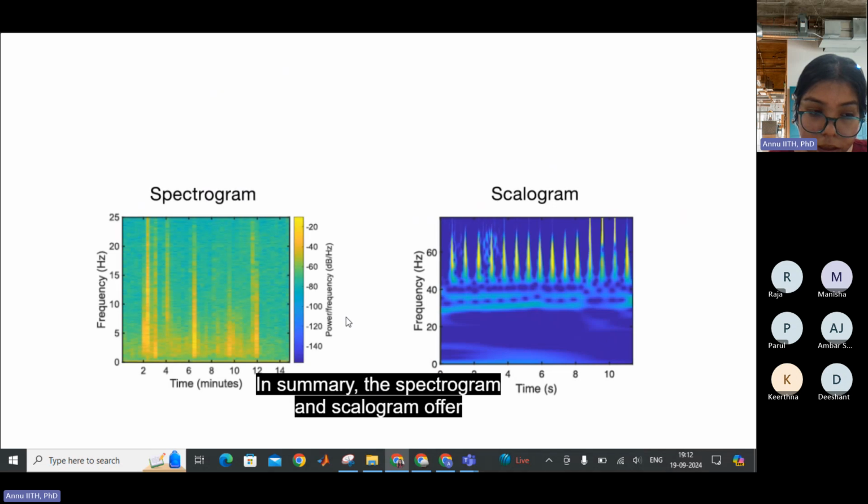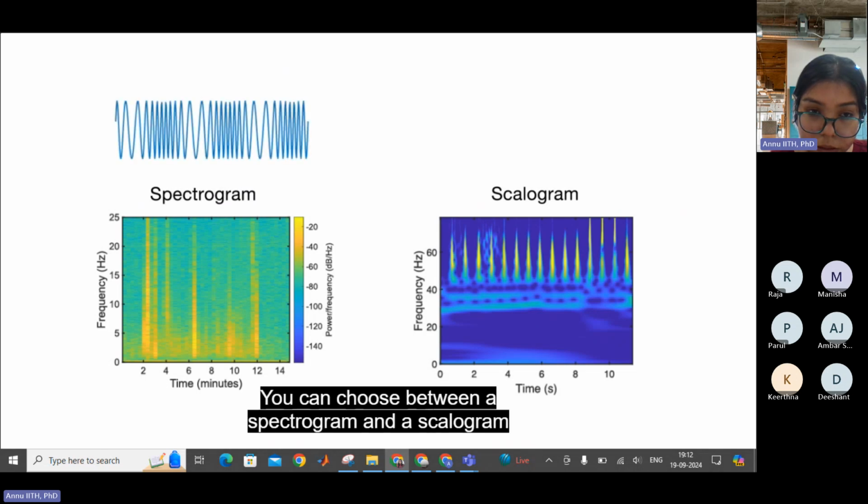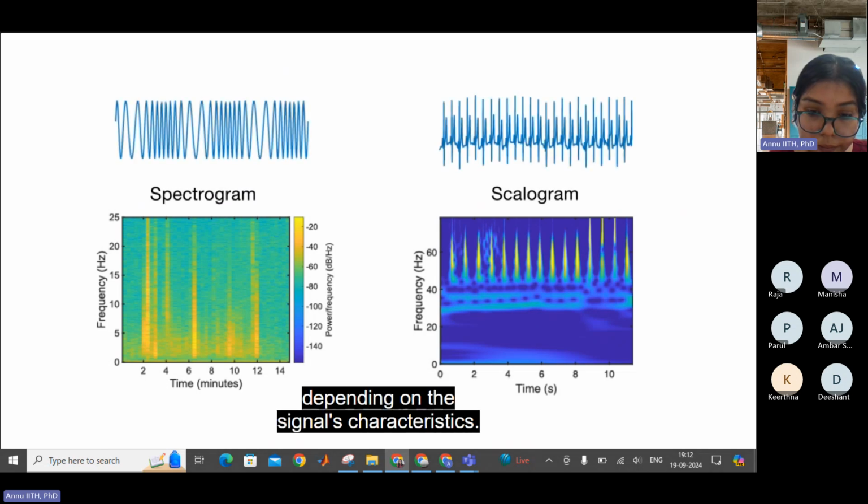In summary, the spectrogram and scaleogram offer invaluable insights into time-varying frequency signals. You can choose between a spectrogram and a scaleogram depending on the signal's characteristics.